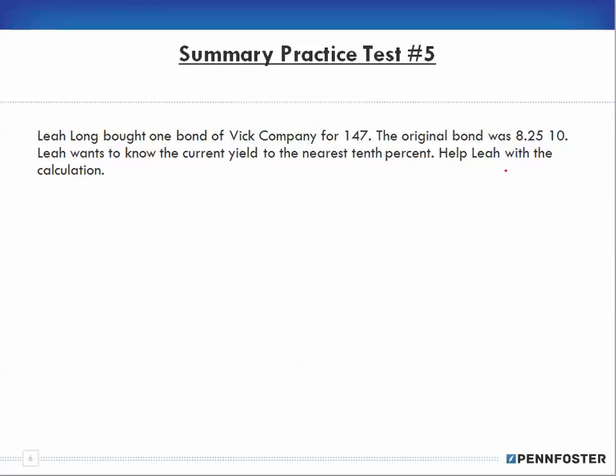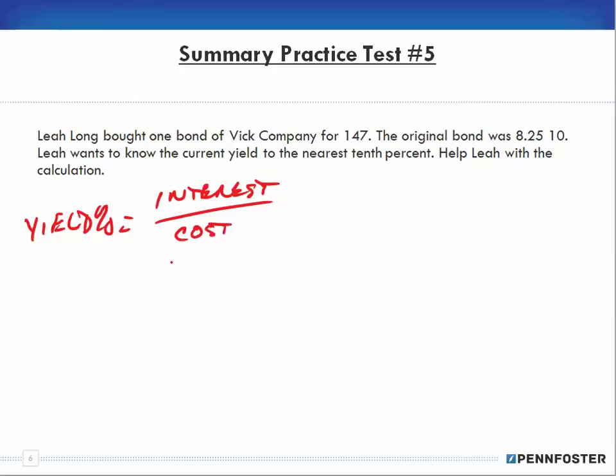Okay, so when we're talking about yield, remember we're talking about what you're getting divided by your cost. So in this case, for a yield on the bond, we're talking about interest, and we're dividing it by the cost of that particular bond. It's like a return on investment almost.